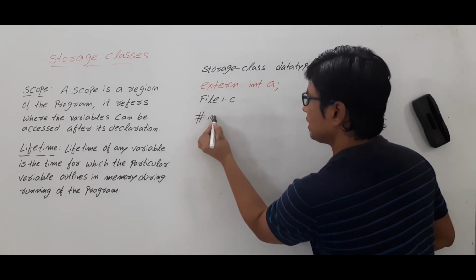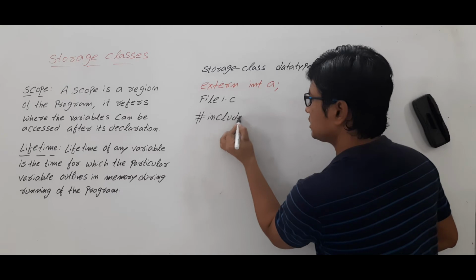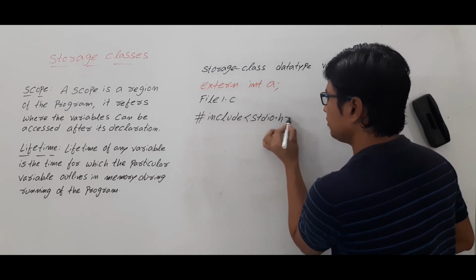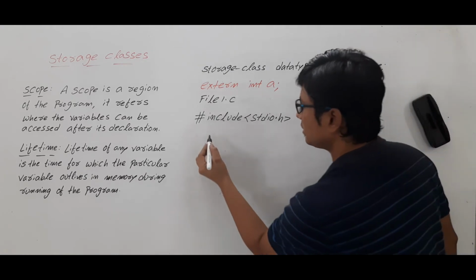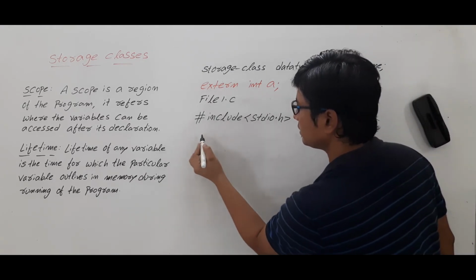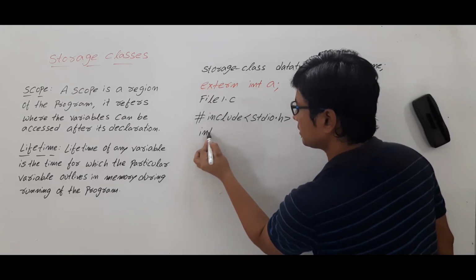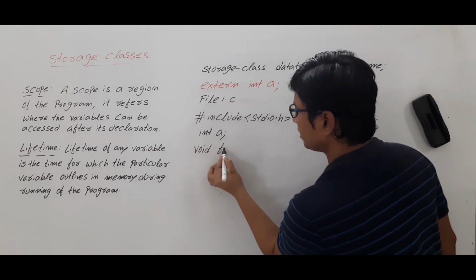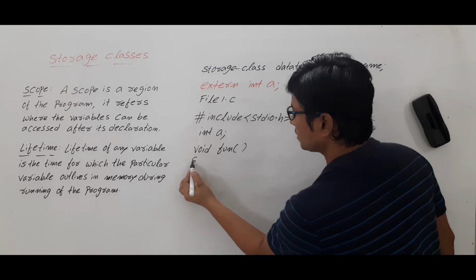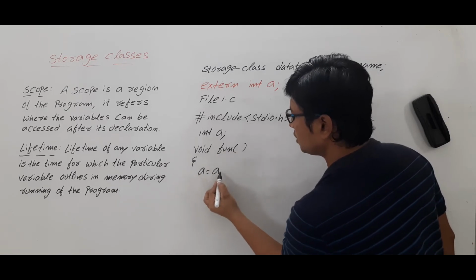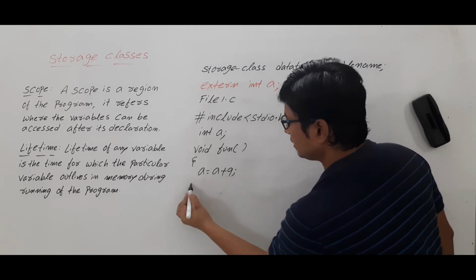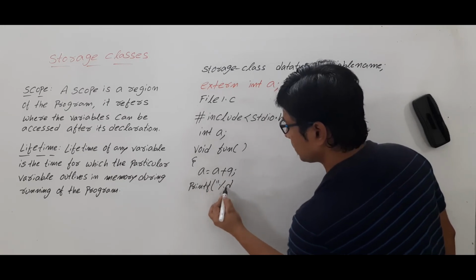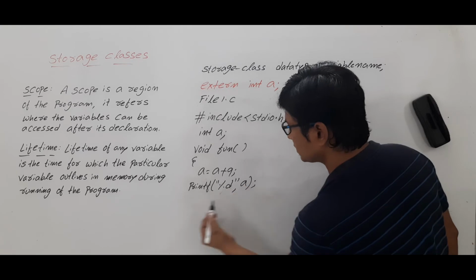I am writing #include <stdio.h> in file1.c, and then I am writing int a, then void fun. Is it clear? I am writing a = a + 9, then printf("%d", a). Are you able to understand it or not?